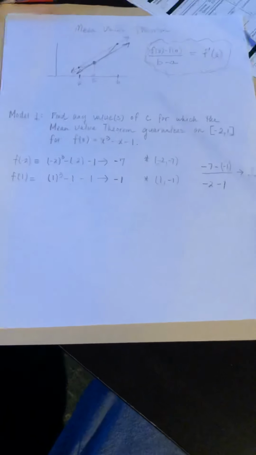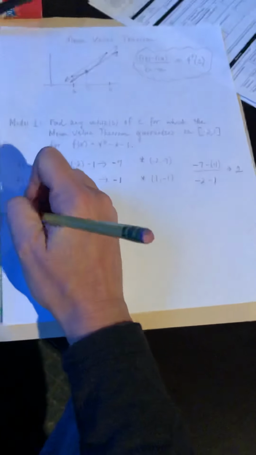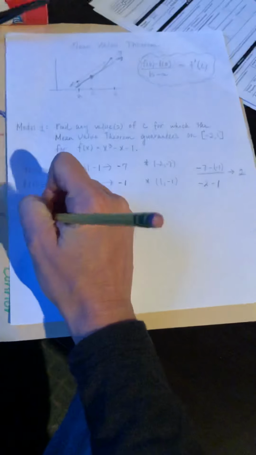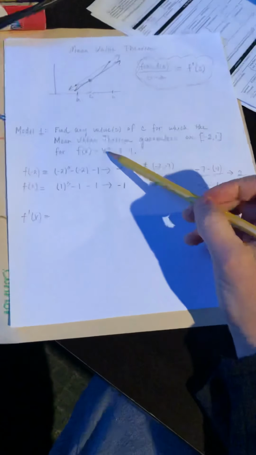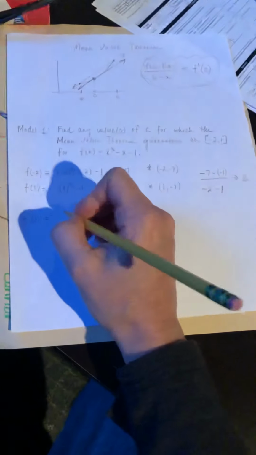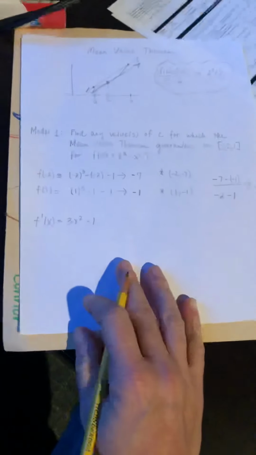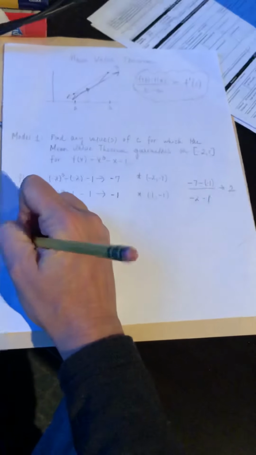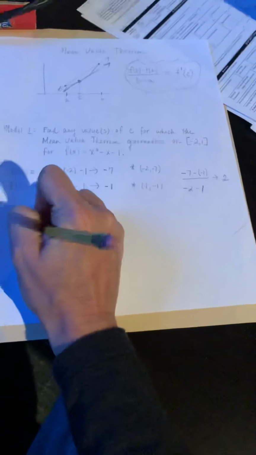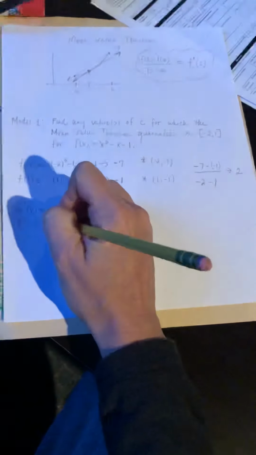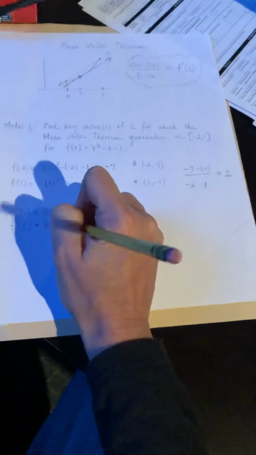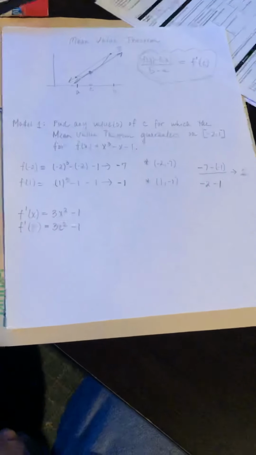So now what we're going to do is work on coming up with the right side of the formula so that we can set it equal to 2. So that's going to require us to find the derivative of f of x, which is pretty simple to do. It's just a few power rules that we have to do. So f prime of x is going to be 3x squared minus 1. Now really what you're supposed to do is replace the x with c and say that it's 3c squared minus 1.